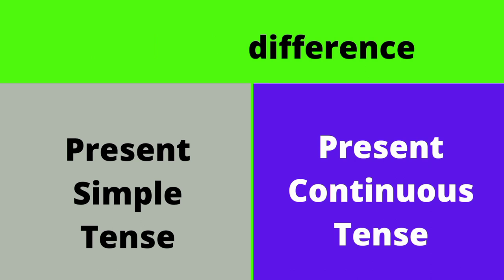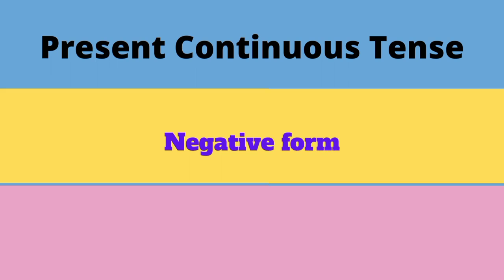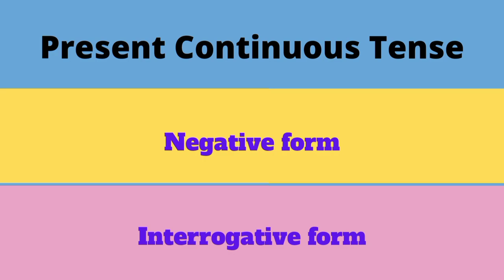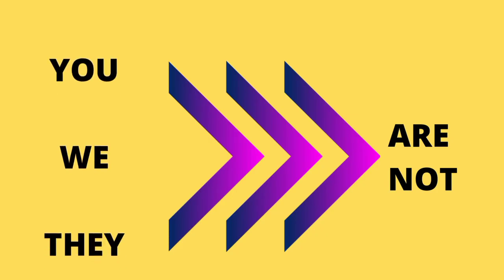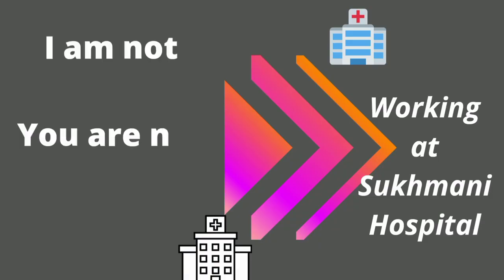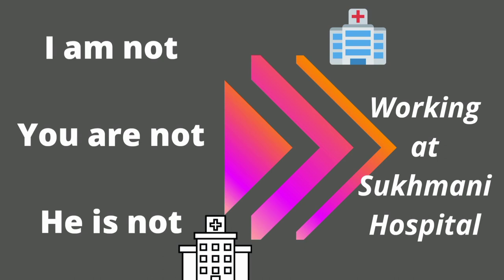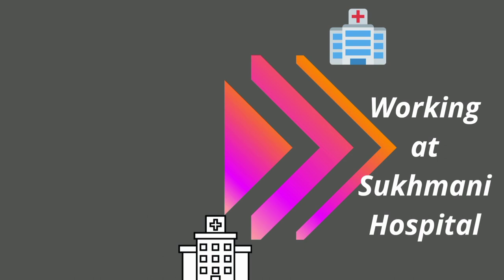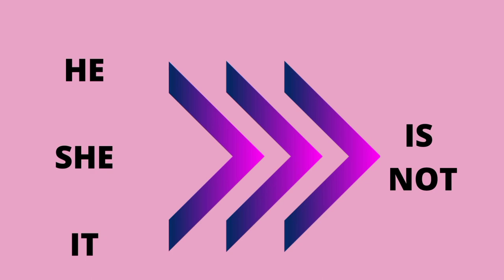Now, let's move on to the negative form and the interrogative form of present continuous tense. It's very simple, as we know that with I we use am. And similarly, I am not; you, we, they are not. I'm not working at Sukhmani Hospital. You're not working there. He's not working there. So with he, she, it we use is not.